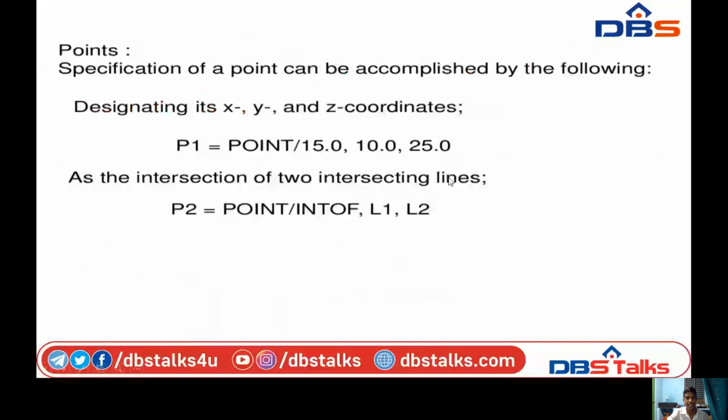As the intersection of two intersecting lines, here I am showing that P2 is the point of intersection of L1 and L2. INTOF is nothing but the intersection of line 1 and line 2. I'm taking two lines here intersecting by a cross line. Then it has 2 points, P1 and P2. P2 is the point of intersection of the two lines L1 and L2.